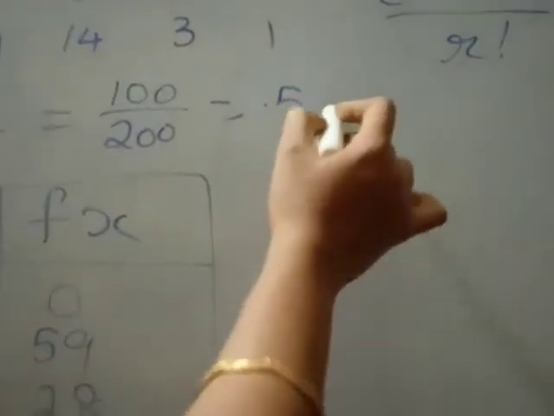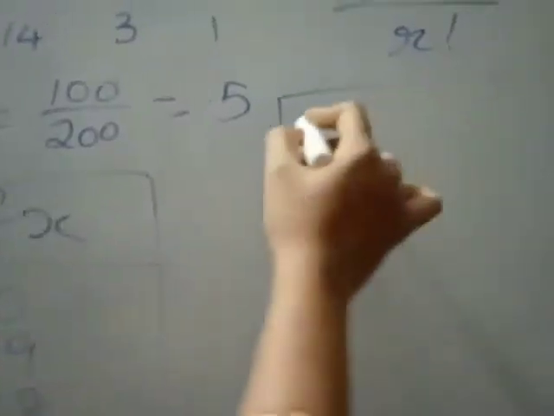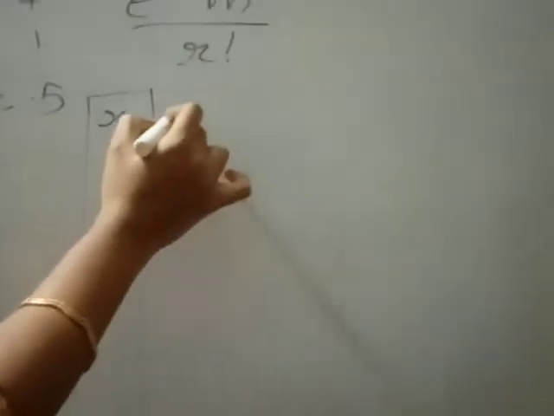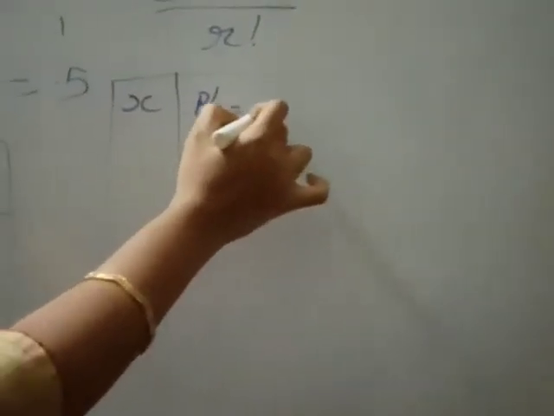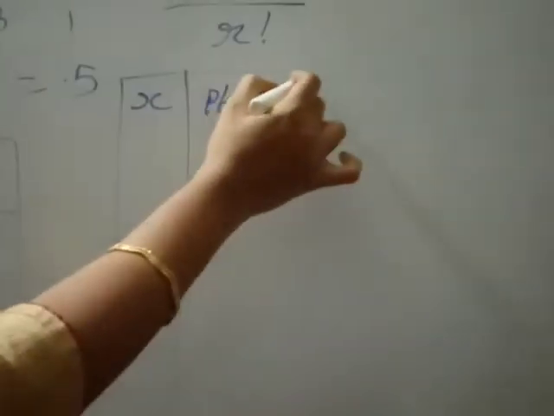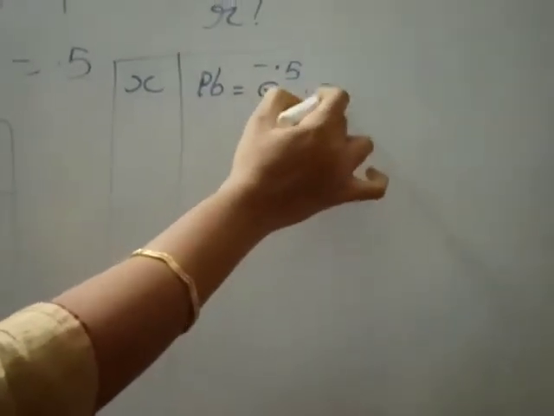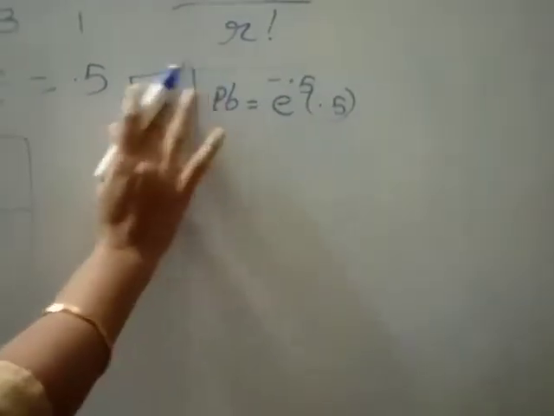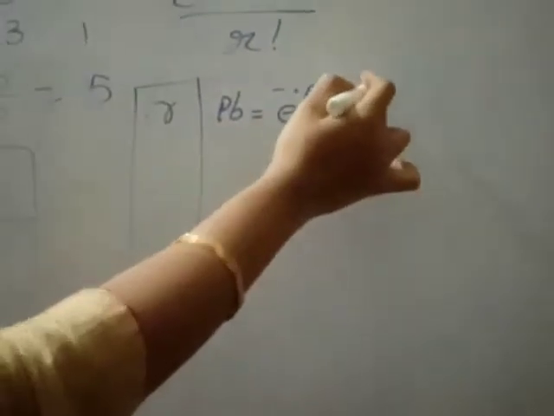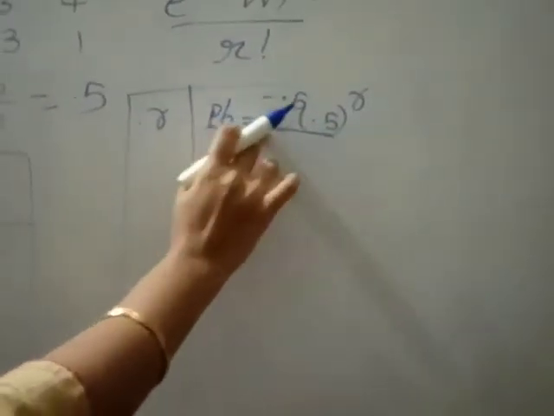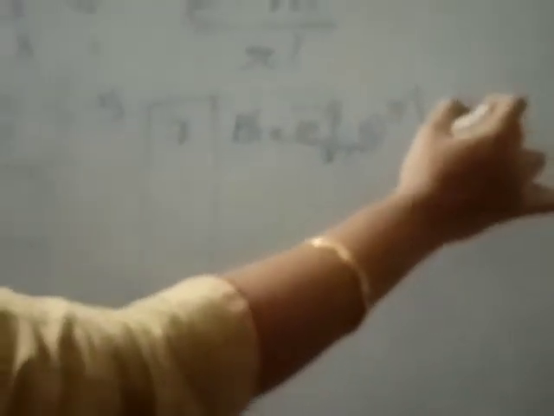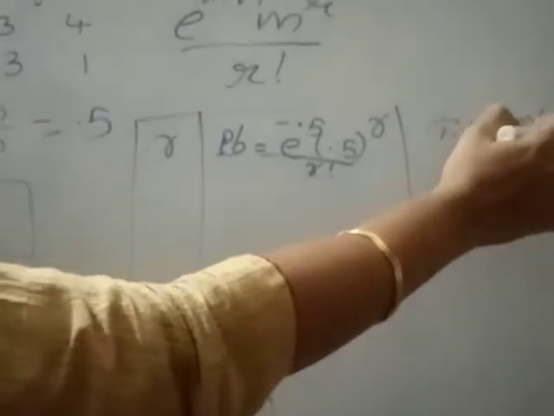For fitting, what do you have to construct? The first column should be x or r, whichever. Here you have to find the probability. How to calculate the probability? e raised to minus m, minus m is 0.5, right? 0.5 raised to x or r. I'll name it as r. r by r factorial. And the third column is for the theoretical frequency, that means probability into capital N.